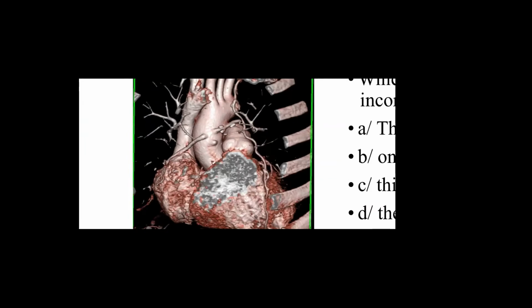This is the first one. You see the LIMA? LIMA to LAD. It's here. We have SVG to RCA. Yes. We have SVG to somewhere else. And we have an occluded graft, this one. This one is the occluded graft. Okay. So we have 4 grafts, 1 arterial, 3 SVGs.